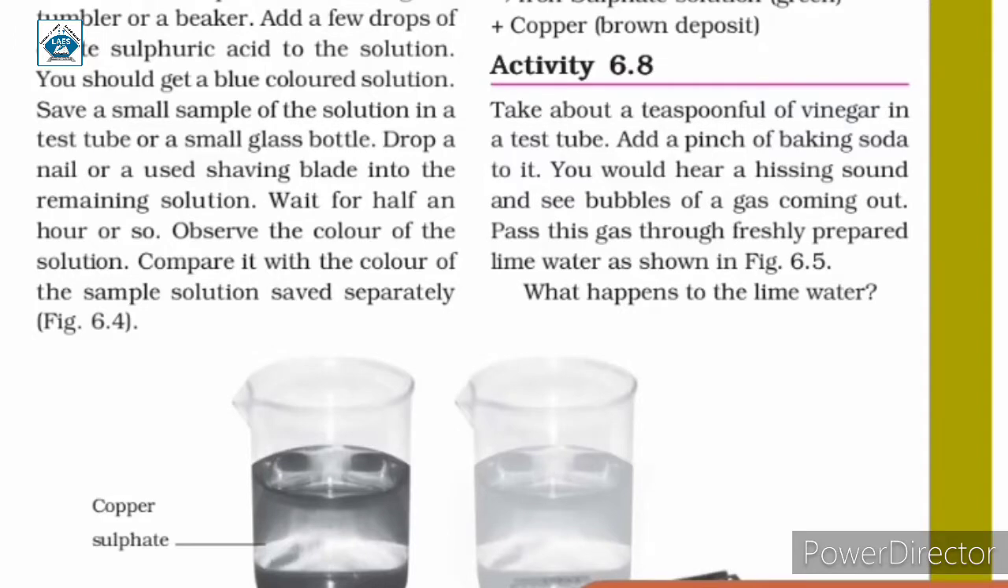Hello students, let us continue chapter 6, physical and chemical changes. Let us now discuss activity 6.8. Take about a teaspoonful of vinegar in a test tube. Add a pinch of baking soda to it.